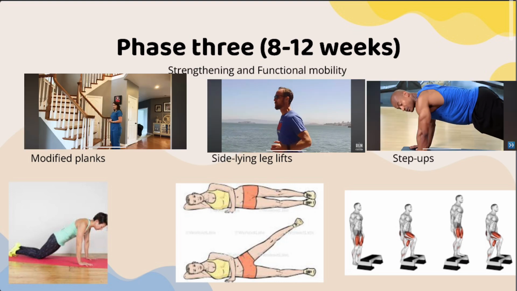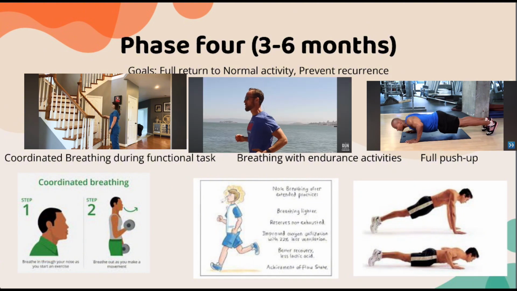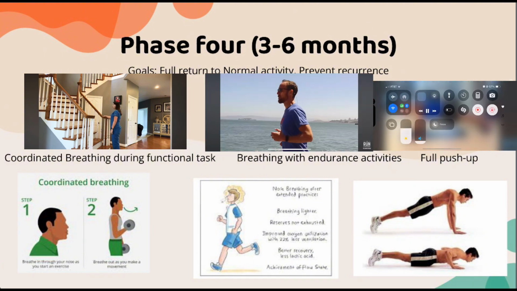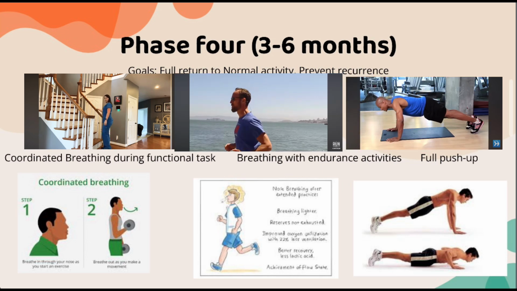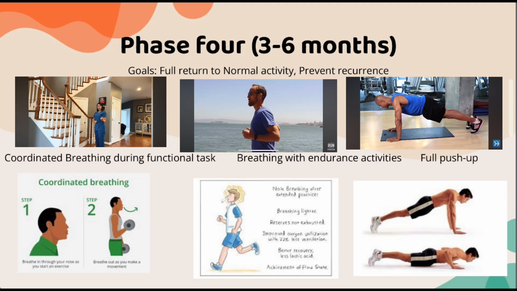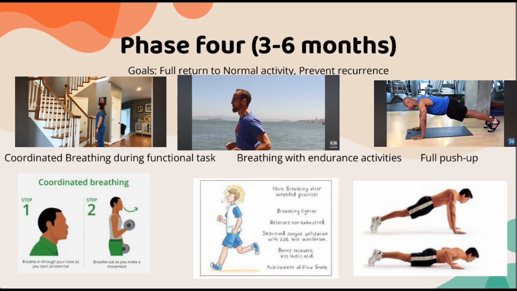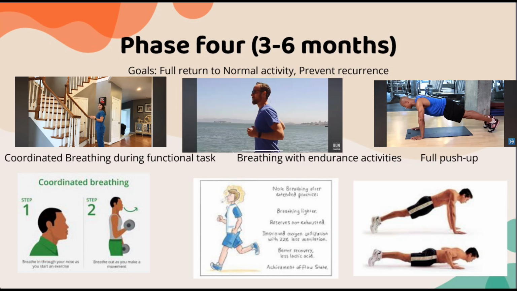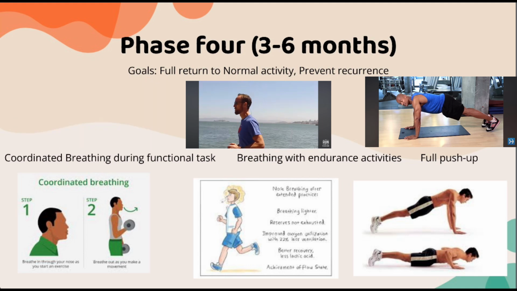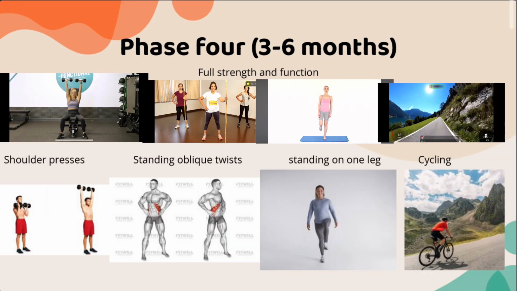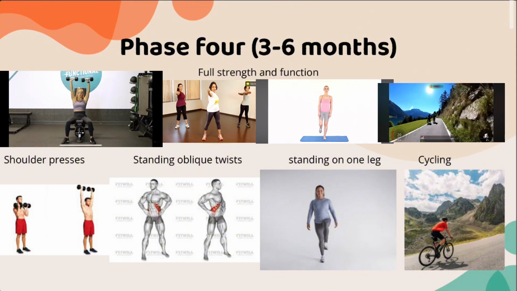For our last phase, phase 4, which is 3 to 6 months, our goals are to return to normal activity and prevent any recurrence. We will do some coordinated breathing during any functional task, which includes going upstairs, opening jars, or even bending down. Once that's easy, we will be able to breathe with endurance activities, starting at a slow jog to a run. At this stage, we will be able to do full push-ups, shoulder press with weight, standing oblique twist, standing on one leg, and lastly, cycling.